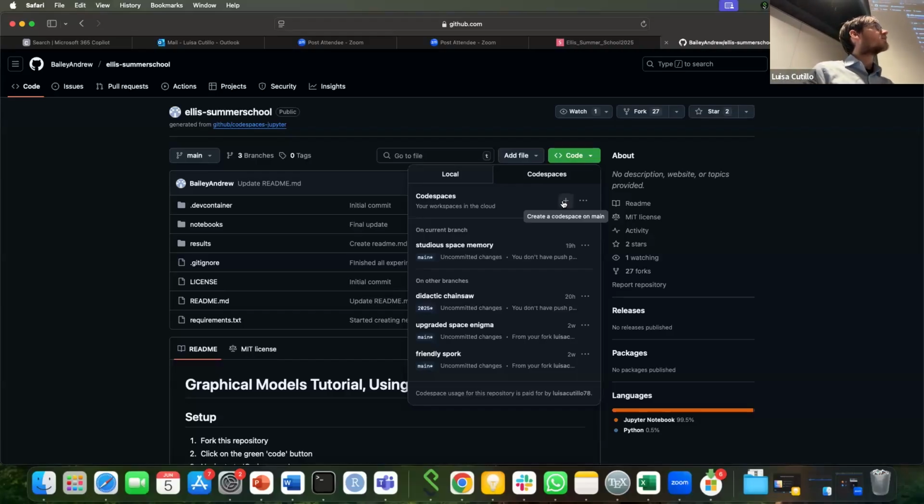Have you logged in to GitHub? That's a good point. Make sure you're logged into GitHub, otherwise it won't allow you to open Codespaces. And if you don't have GitHub, I guess you could just download the repository, but you probably should have GitHub.